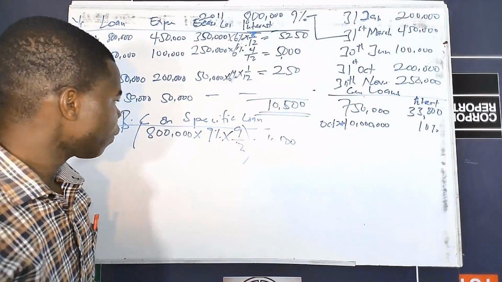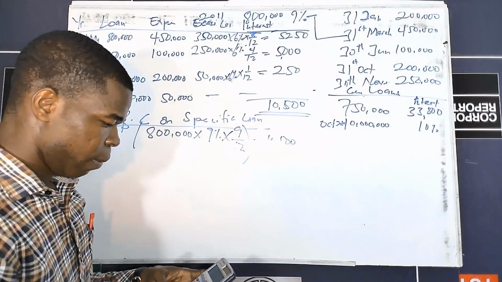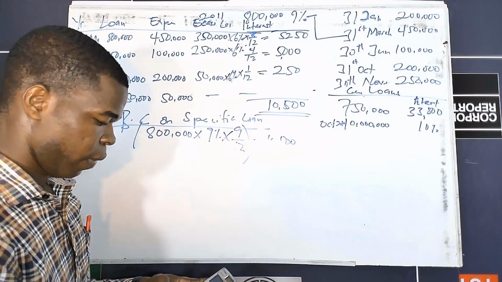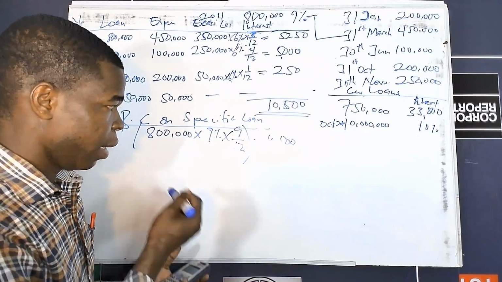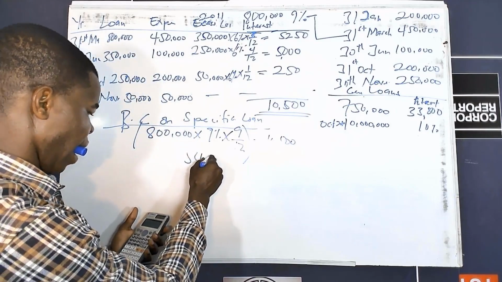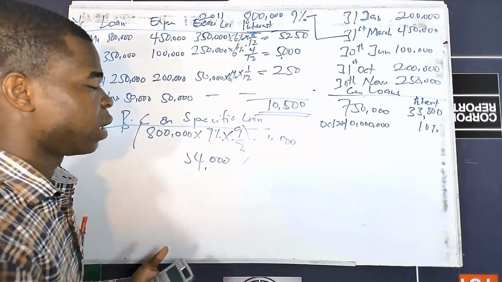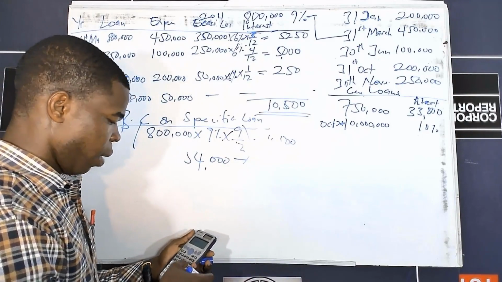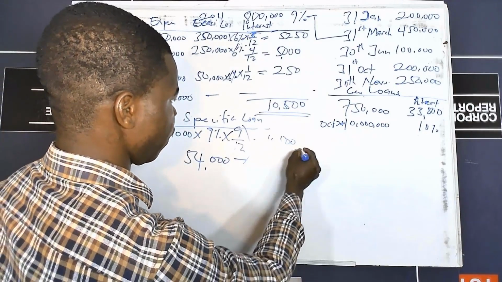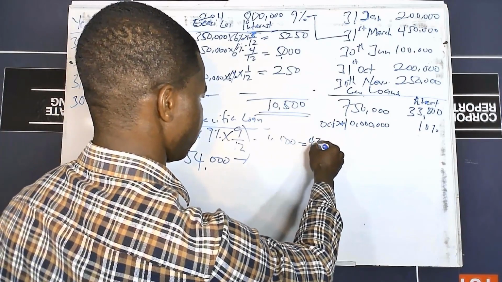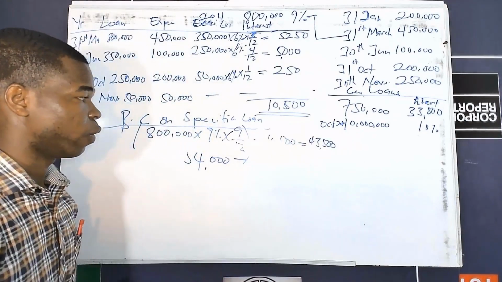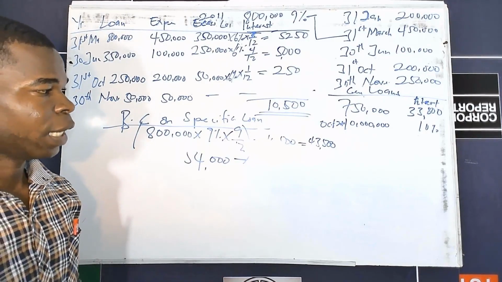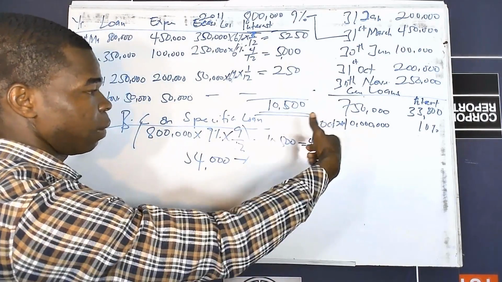So in this case, our borrowing cost is going to be 800,000 multiplied by 0.09 multiplied by 9/12, and this is going to give us 54,000 minus our investment income, and it's going to give us a borrowing cost of 43,500. So we have a borrowing cost on the specific loan of 43,500. That is our specific borrowing cost from our specific loan.